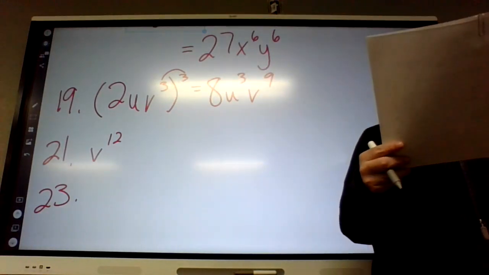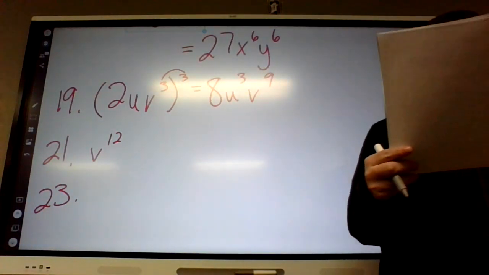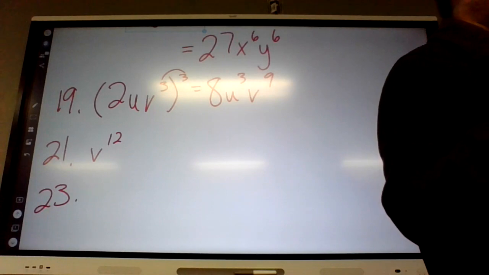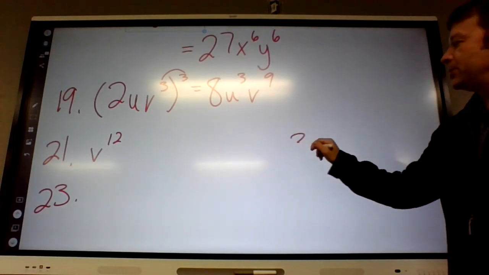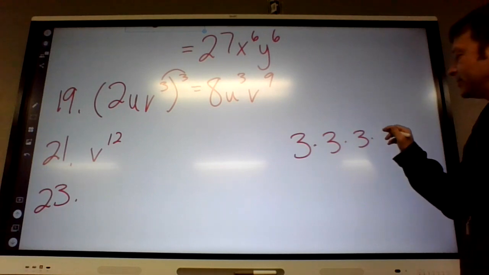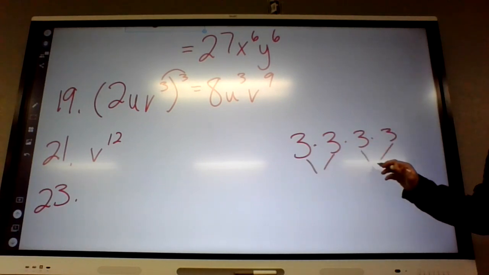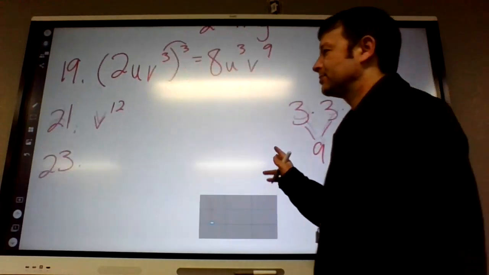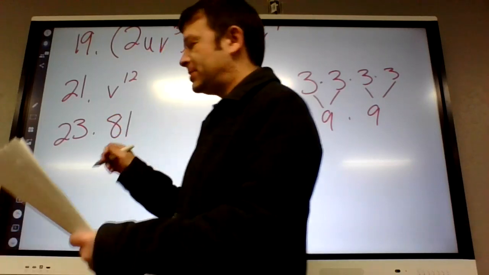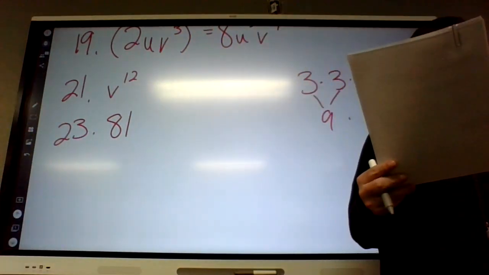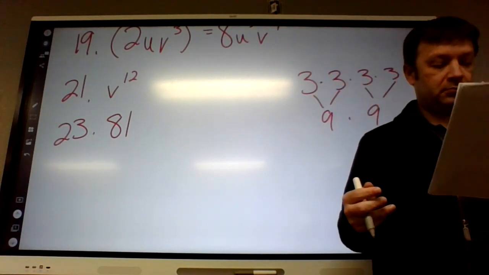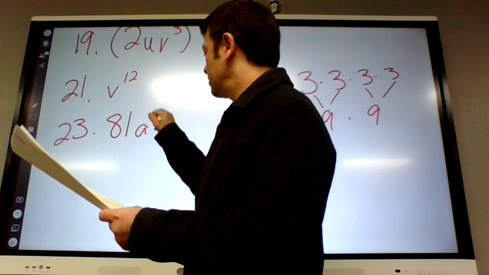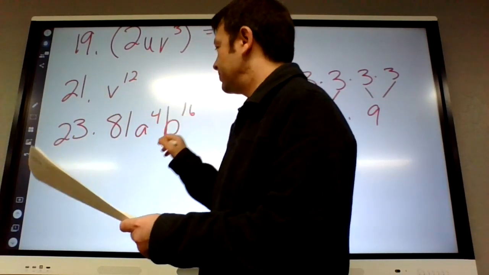This one looks familiar. Olivia, 23. Okay, 3 to the 4th, that's kind of a big number. Well, you could use a calculator. You guys know how to plug this in on your calculator? Here's kind of an easy way. It's basically 9 times 9. Anyway, it's 81. Then what comes after the 81, Olivia? A to the 4th, and then B to the 16th.